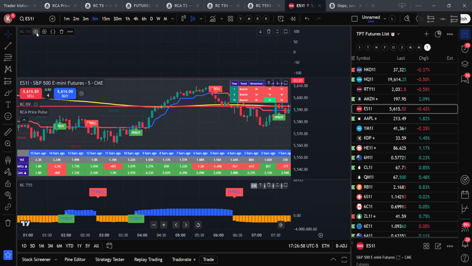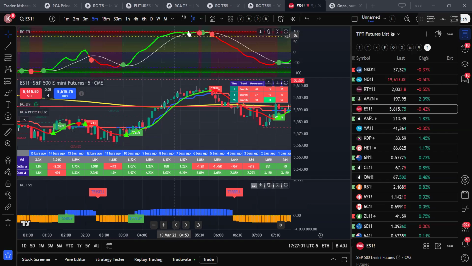So you have T5, which is telling, okay, this came all the way down, it is going up. Your price pulse is telling it is going up. Your T55 is telling it is going up. Now you have very minimal risk. You can confidently enter one or two contracts, make nice profits.